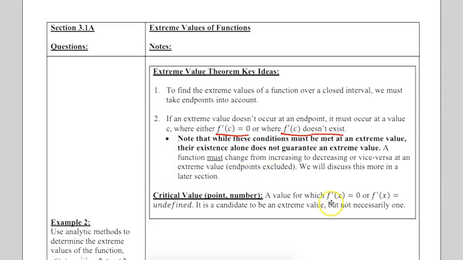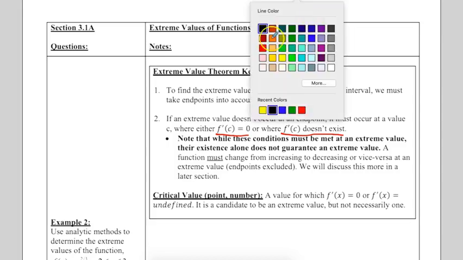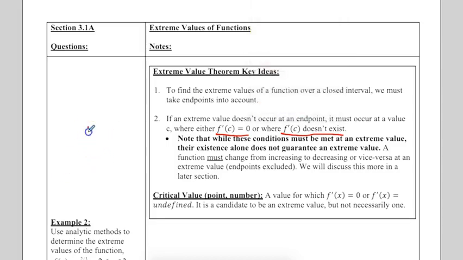Now, you'll notice that there's a bold statement. This is really important. We don't just bold things for no reason. While these conditions have to be met for an extreme value, their existence alone isn't going to guarantee an extreme value. And we've actually already talked about an example of this. If you remember, we were talking about the cubic function. Again, we have a place where our derivative is equal to 0, but that's not an extreme value.